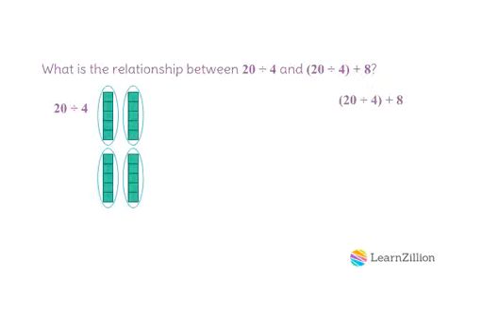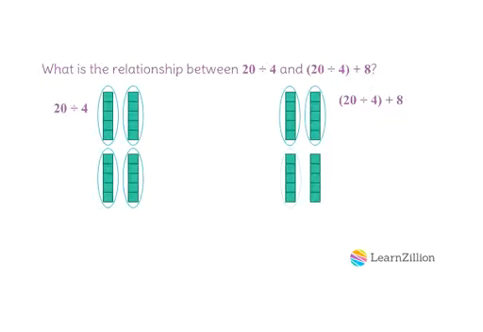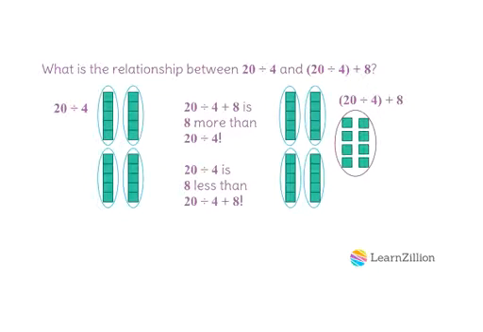For 20 divided by 4 plus 8, we first split up our 20 ones into 4 equal groups, but then we also have another group of 8. This means that 20 divided by 4 plus 8 is 8 more than 20 divided by 4. Another way to say it is 20 divided by 4 is 8 less than 20 divided by 4 plus 8.